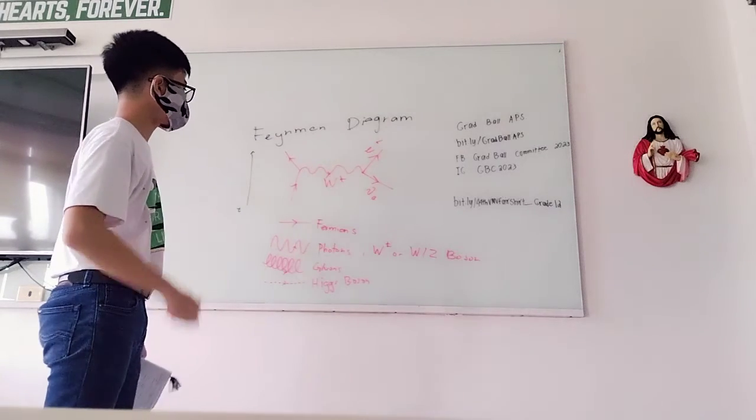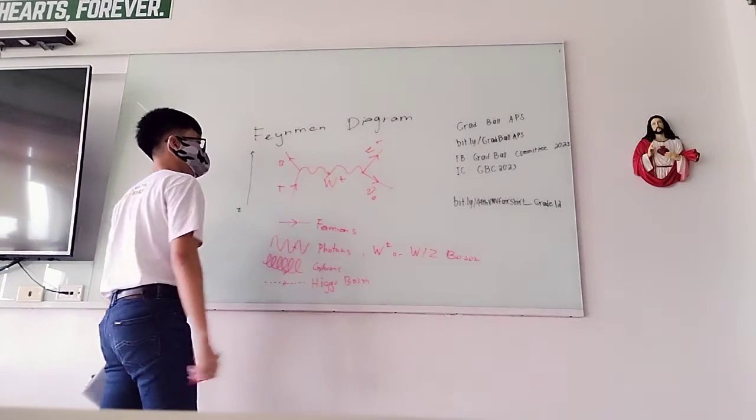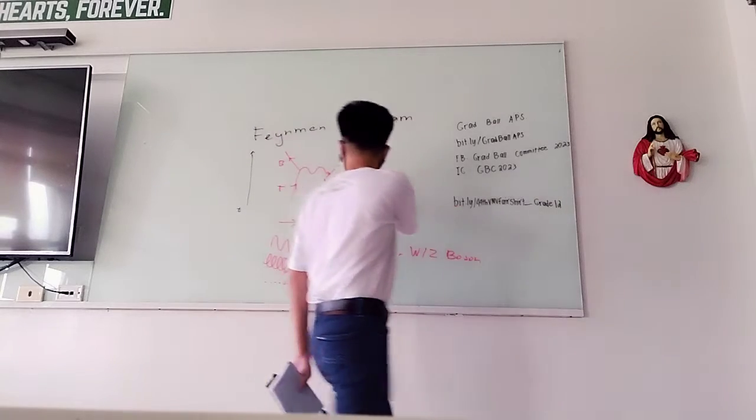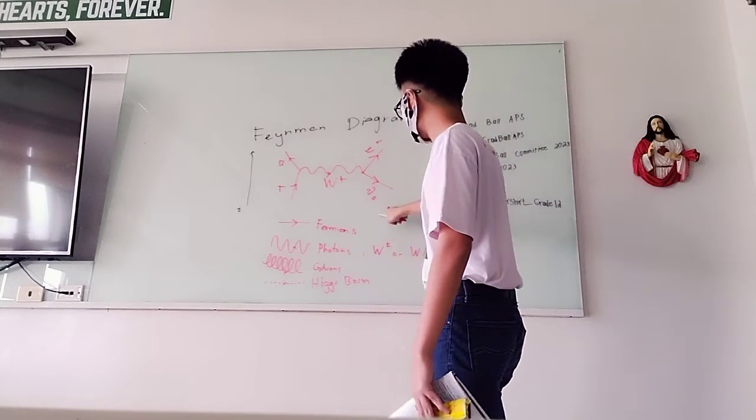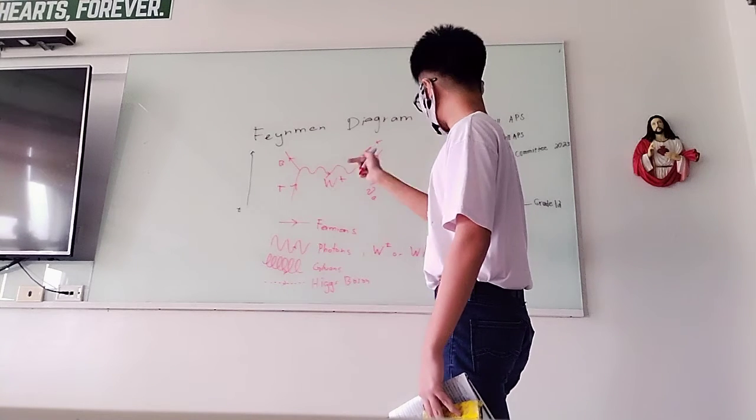Okay, so this is what happens when a top decays into a bottom. It emits a W plus boson, and that W plus boson decays into a positron and an electron neutrino. Okay, so this is what happens.